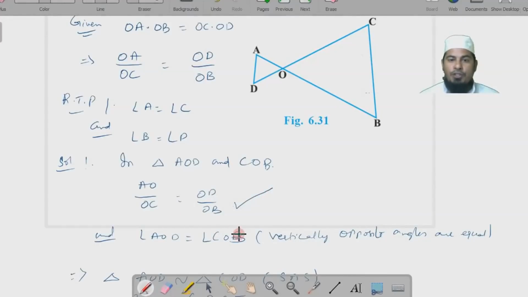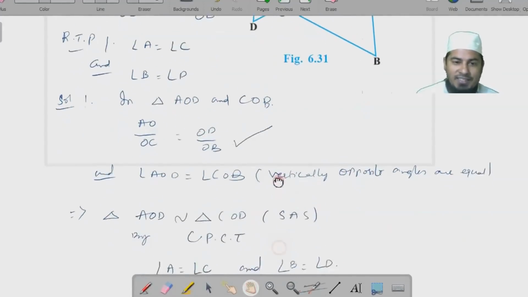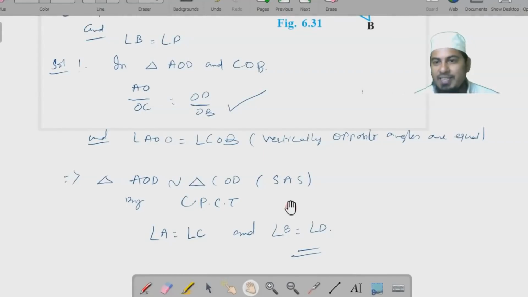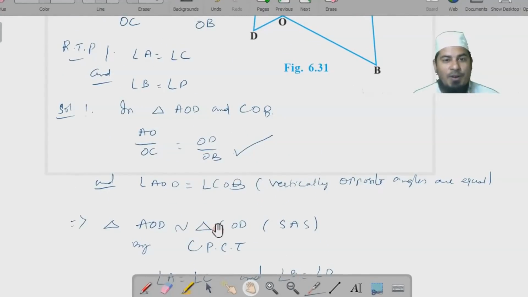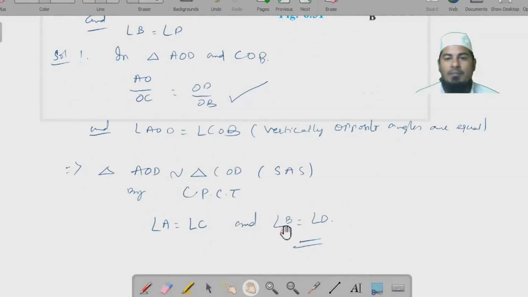Angle AOD is equal to angle COB because vertically opposite angles are equal, and this vertically opposite angle is also the including angle of these two sides. That is why these two triangles are similar by SAS similarity criterion, and when these two triangles are similar, the corresponding angles are equal. So angle A and angle C are corresponding, angle B and angle D are corresponding angles, and are equal. Hence the solution.